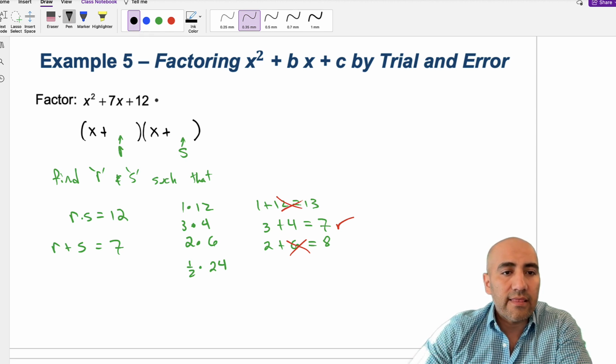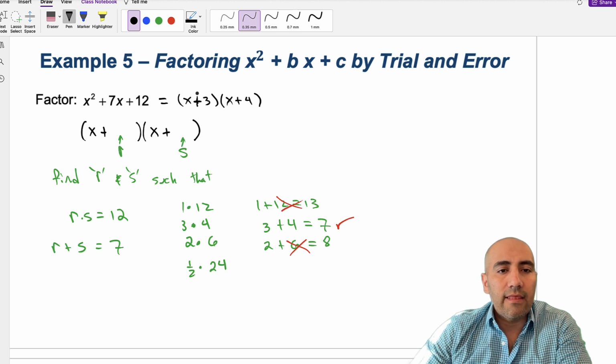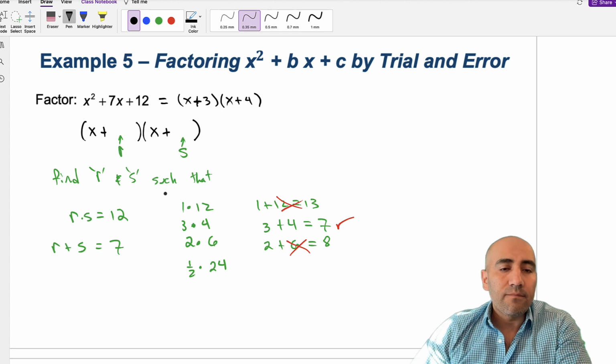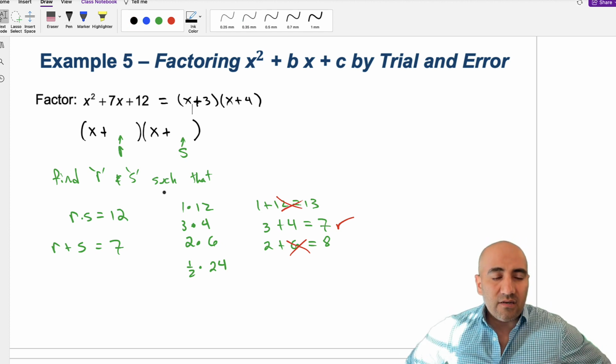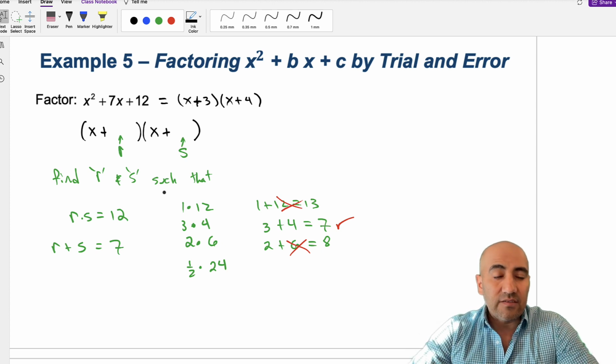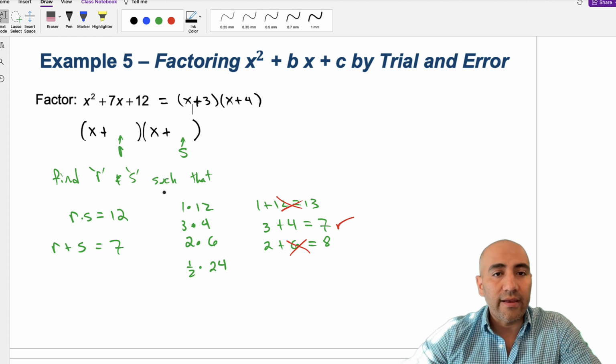So I could say that this is equal to x plus 3 and x plus 4. And again, you can do a little bit of guessing and checking here, so you can confirm that if you multiply this whole thing out, it does in fact give you that one. Okay? All right, so this method, like I said, works out great as long as they're kind of simple numbers. If it's more complicated, then you might need a different technique, but this is a good one to try initially, and it might work out.